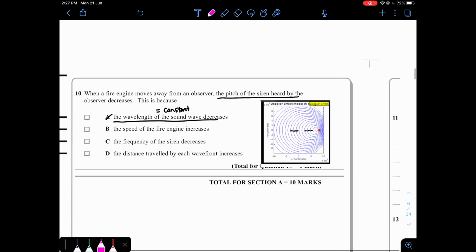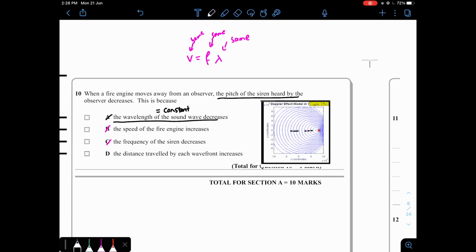So what's actually changing? We know V equals F lambda. The wavelength is the same, and the frequency is the same. The speed, we don't know, but the frequency is also the same, so we can conclude that the velocity is also the same. So we can say that C and B are wrong. The only answer we can get by eliminating is D. Now, why is D the answer?